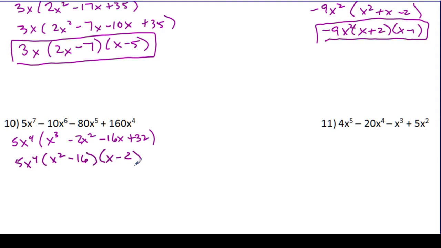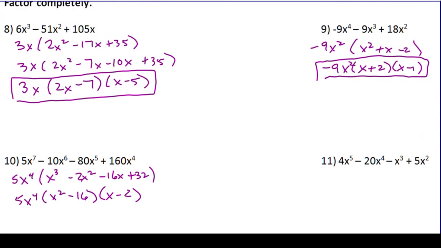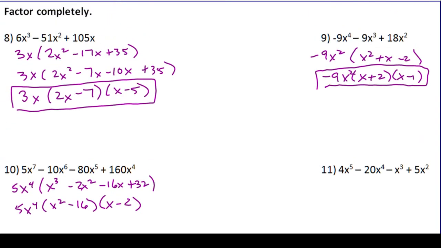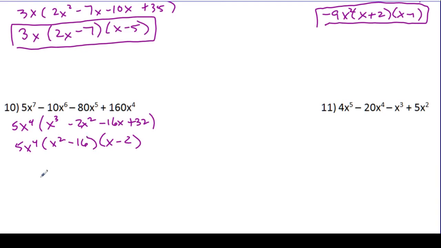Here's where you have to be careful. My directions at the top said factor completely. What factor completely means is if you can break anything down using a factoring method, you have to do it. So in this case, x squared minus 16 is the difference of two squares. This can turn into x plus 4 and x minus 4. I have the x minus 2 that's at the end, and that 5x to the 4th that we pulled out at the beginning. So I actually end up with 4 terms that come out of this expression in my entirely factored form.